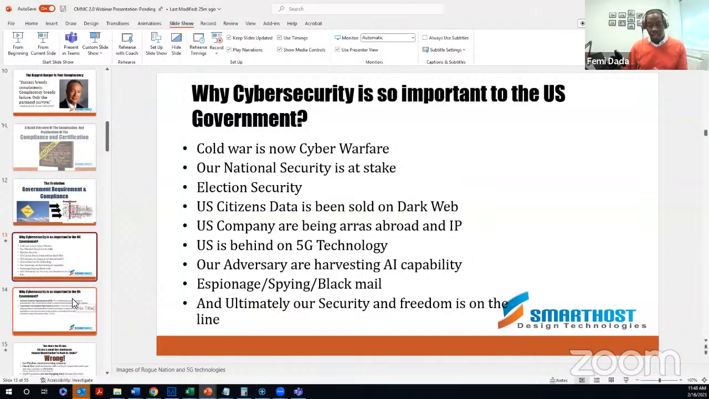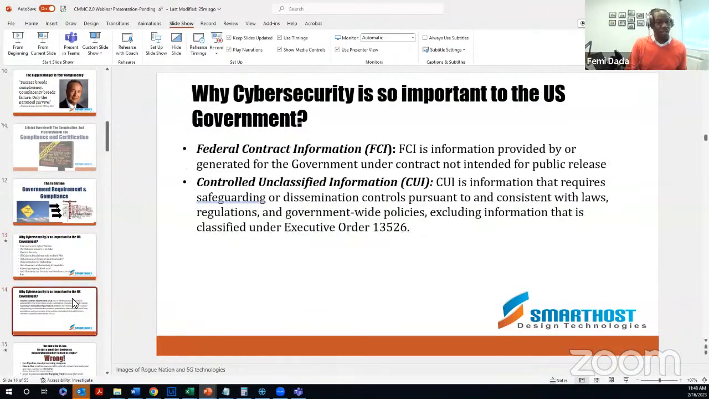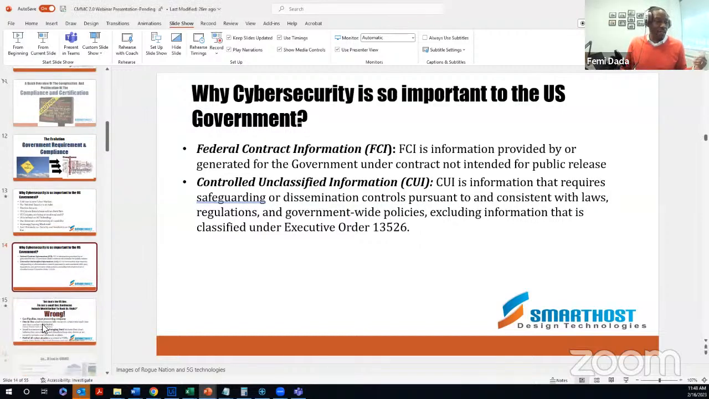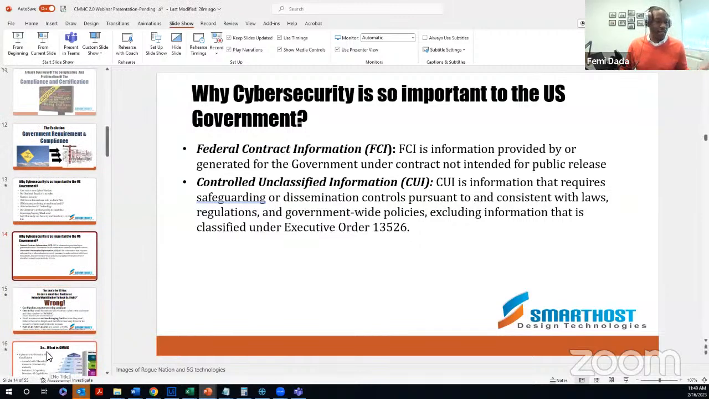So in other words, the government needs to make sure that this information is secure, and that comes to what is called FCI and CUI. FCI is Federal Contract Information. CUI is Controlled Unclassified Information. These are the two types of information that every government contractor needs to secure. There is an executive order, 13526, that was issued by the previous administration. So in other words, it's a law that we have to secure CUI and FCI.